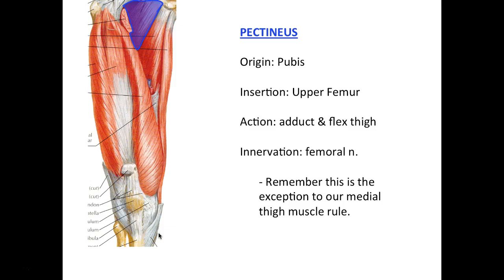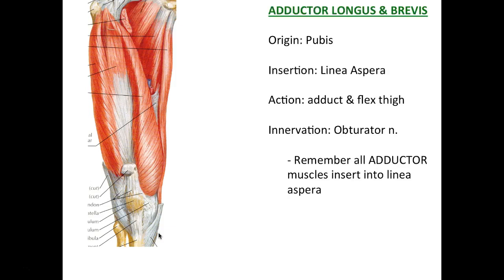There's another half muscle that has an exception as to being a medial thigh muscle that's innervated by a nerve other than obturator nerve. And now we have adductor longus and brevis, and it's kind of nice because both of these muscles share everything in common. They are going to be layered on top of one another, so I don't have a great picture of brevis, but your longus is on top and brevis would be lying underneath. They're going to originate from the pubis as well, and its insertion is linea aspera. And I want you to remember that any muscle that has the name adductor in it is going to insert into the linea aspera, at least in the thigh region. And its action is to adduct and flex the thigh, and innervation is obturator nerve.